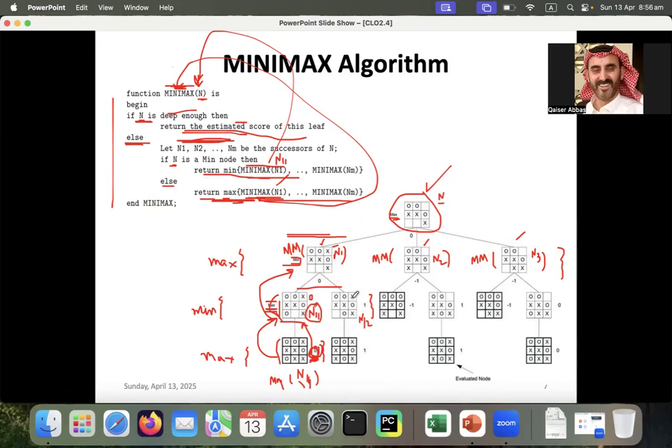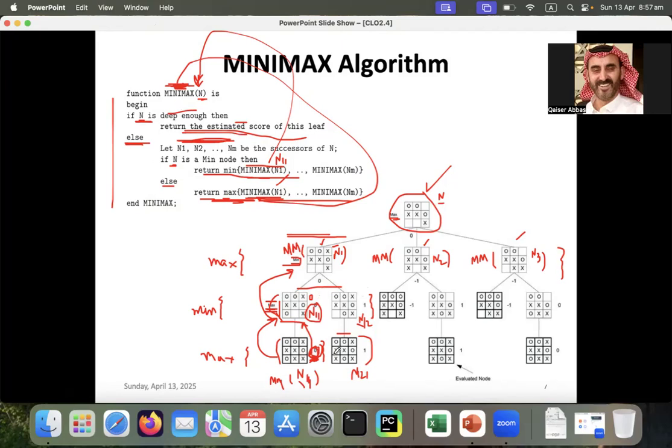So it will call this minimax algorithm with this value, and it will check, is it a terminal node? No. Then it will check what the successors are. Okay, these are the successors. This is the next node. Successor means next node. And then you will call the minimax algorithm again with this node, which is N1, 2, maybe 1.